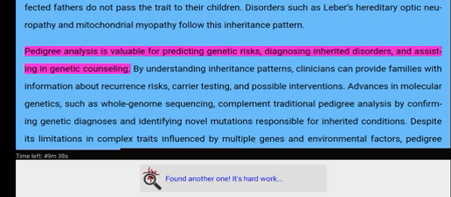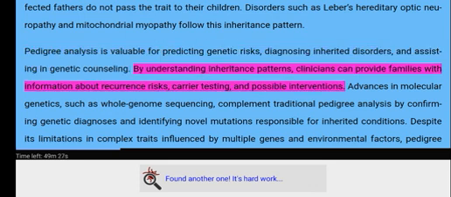Pedigree analysis is valuable for predicting genetic risks, diagnosing inherited disorders, and assisting in genetic counseling. By understanding inheritance patterns, clinicians can provide families with information about recurrence risks, carrier testing, and possible interventions.